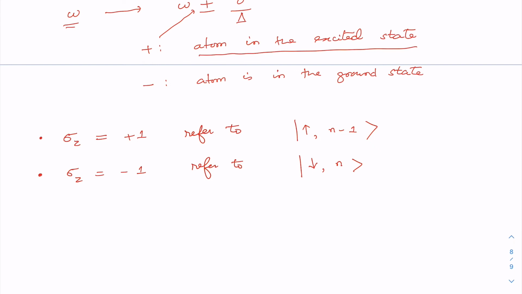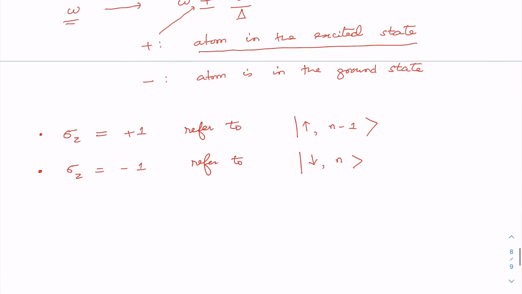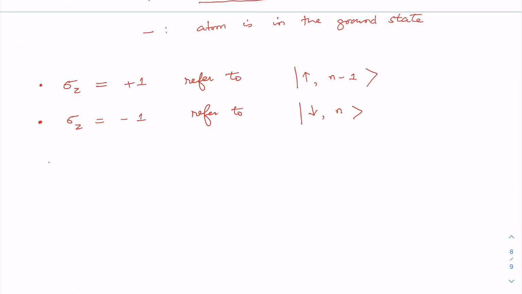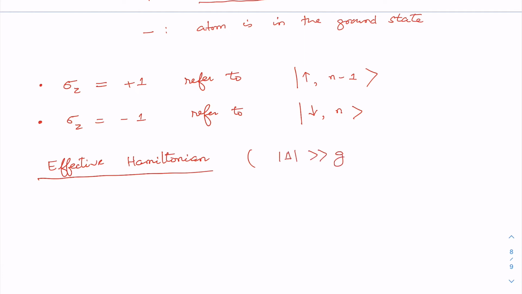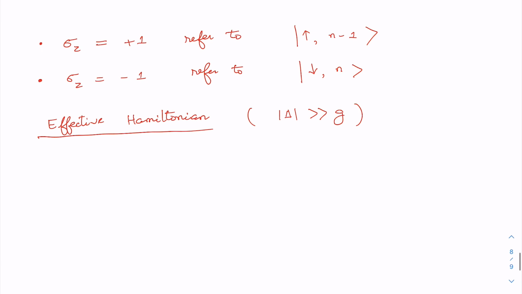So then we can write an effective Hamiltonian for the system, and we are writing it for this dispersive case. Now you recall that earlier, for the field mode in the Jaynes-Cummings model, the field energy was h cross omega, and then we had a dagger a.